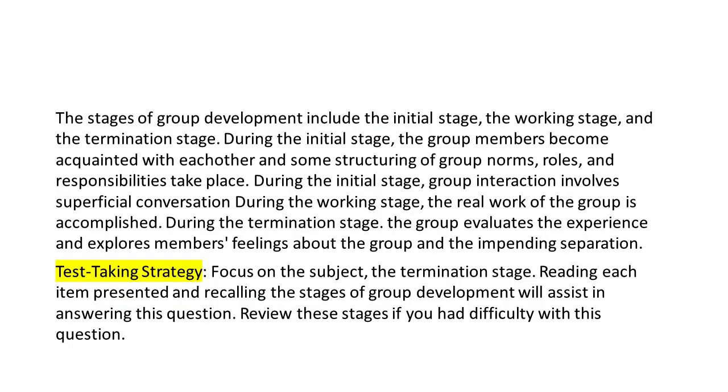The stages of group development include the initial stage, the working stage, and the termination stage. During the initial stage, the group members become acquainted with each other and some structuring of group norms, roles, and responsibilities take place. During the initial stage, group interaction involves superficial conversation.